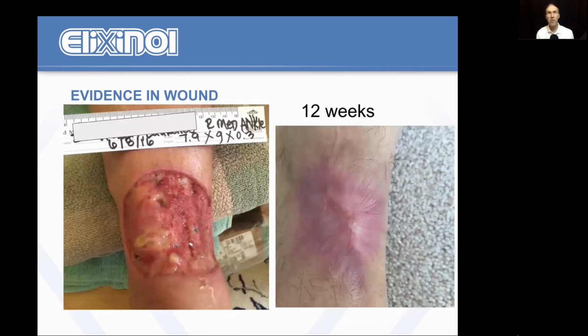Now, this is evidence in a wound, a little bit more with the skin. This is a gentleman who had a wide excision of a malignant melanoma on his skin, and he had difficulty with a skin graft. It was going to be delayed for about 2 months, and he decided that he would follow my recommendations and use the cannabidiol to help heal the wound and control the pain.